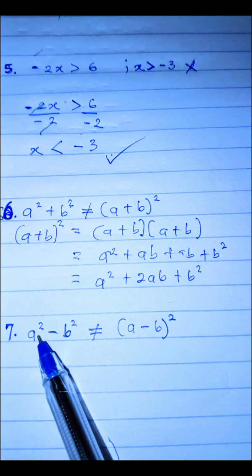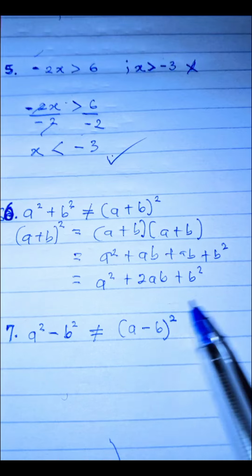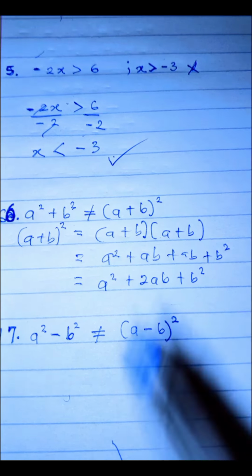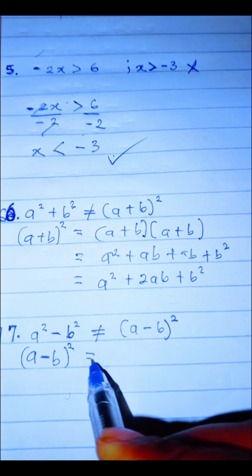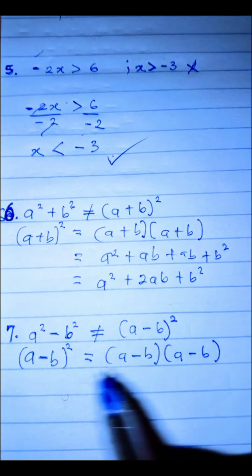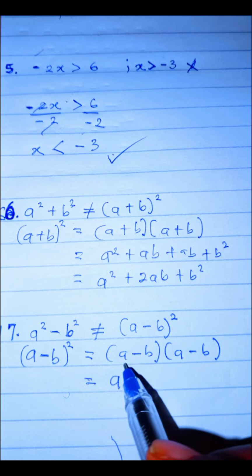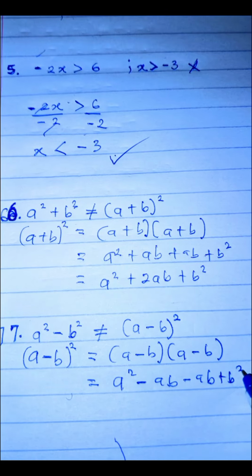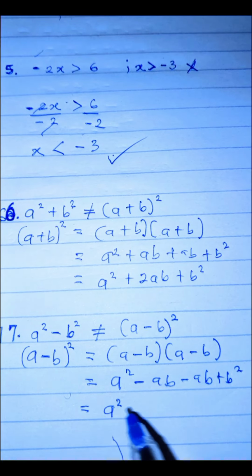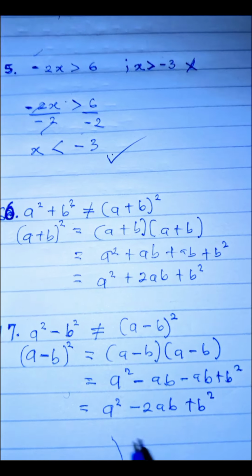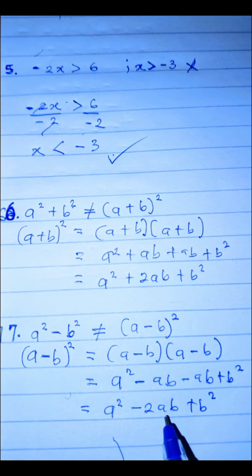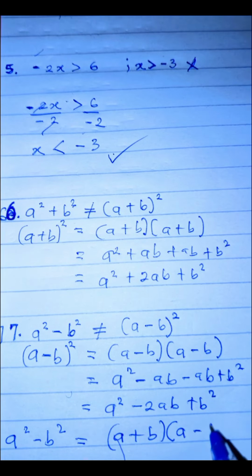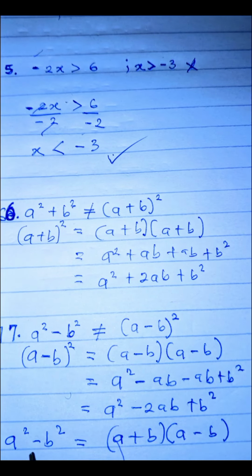So guys, the next on the list is a squared minus b squared is not equal to a minus b all squared. Now this is wrong. Now I'm going to show you that a minus b all squared is not going to give us this. So by expanding this, we're going to have a minus b all squared is equal to a minus b times a minus b, which is equal to a squared plus a times this, a squared, and a times this is minus ab, then minus b times a is minus ab, and minus b times minus b is plus b squared. Simplifying further, we're going to have a squared minus 2ab plus b squared. So you can see that this is not equal to this. Please take note. But rather, a squared minus b squared is equal to a plus b times a minus b. So when you expand this bracket, it's going to give you back a squared minus b squared.